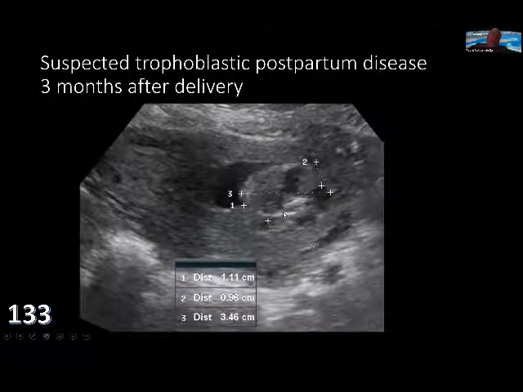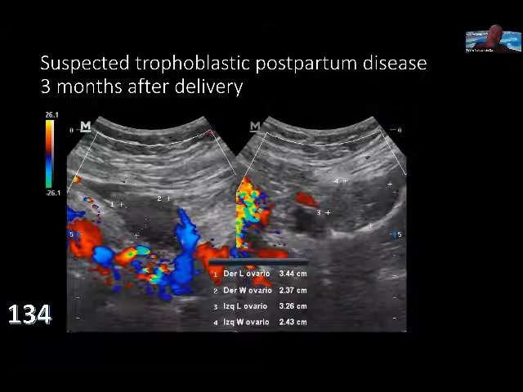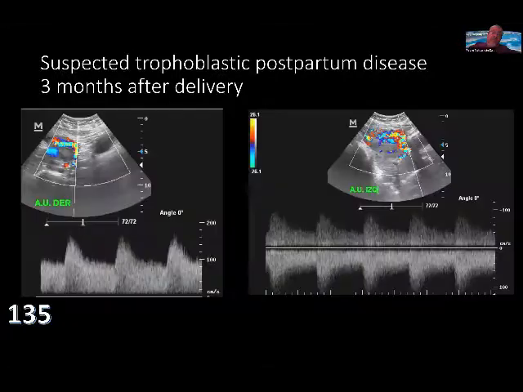With a closer look, we found this. And what we should do when we found this, based on the clinical information that we have, that 3 months after delivery is still vomiting? Well, we put some color on the anexa. The 2 ovaries are perfect. And we put color on the uterine arteries.